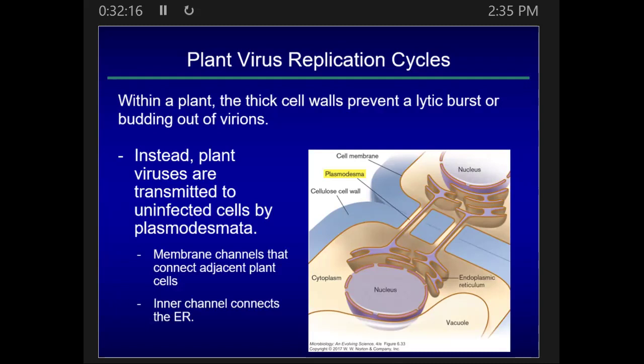It's lined with a membrane, but it's all open. So it's just very easy for them to flow from cell to cell. And so that can cause devastating damage pretty quickly. And then plants have a vascular system. We have arteries and veins. They have analogous structures. And once viruses get into the vascular system, that's another way for the virus to really move all over the plant body.